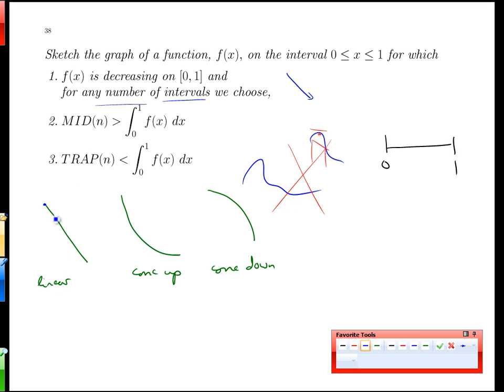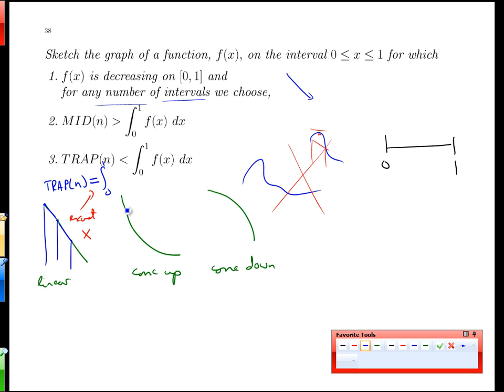Well, for sure, linear is not the answer, because we actually saw earlier that if we use a linear function, then the trapezoid approximation is in fact not an approximation. It's exactly equal to the integral. So that would be an exact thing. So that's not what we want in our case.